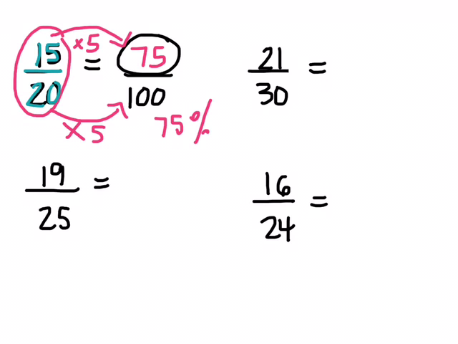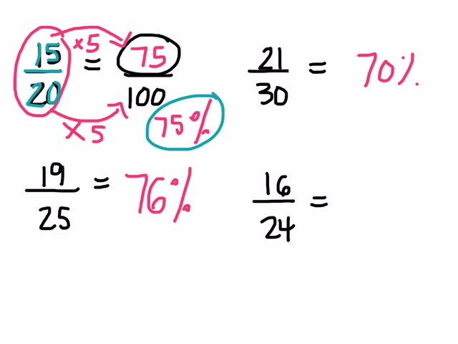How many of you solved that by doing 15 divided by 20? What's 15 divided by 20 as a decimal? 0.75, and then you can multiply by 100, and you'll still get 75%. So 19 out of 25 would be 76%. What's 21 out of 30? Okay, 21 out of 30 is 70%, and 16 out of 24.